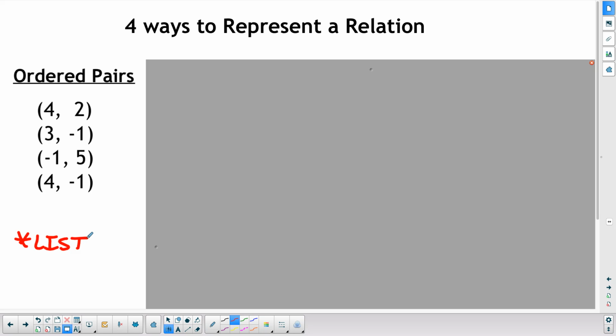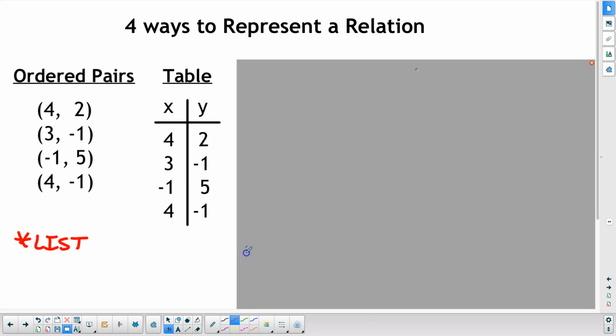Those four points are going to be represented in the 4 different ways. The second way is we could make a table out of those 4 points, where we put our x's in one column, 4, 3, -1, 4. Then we put the corresponding y's in the other column, 2, -1, 5, -1. Those are the 2 that you have seen before.